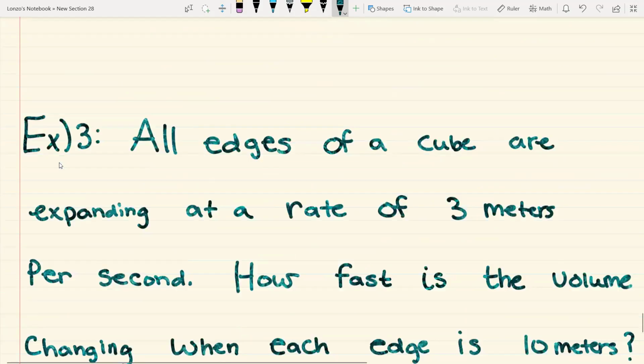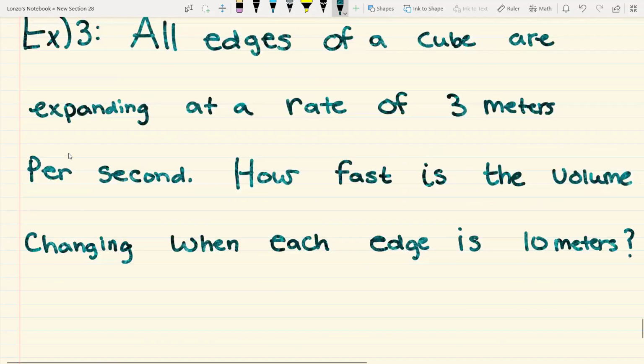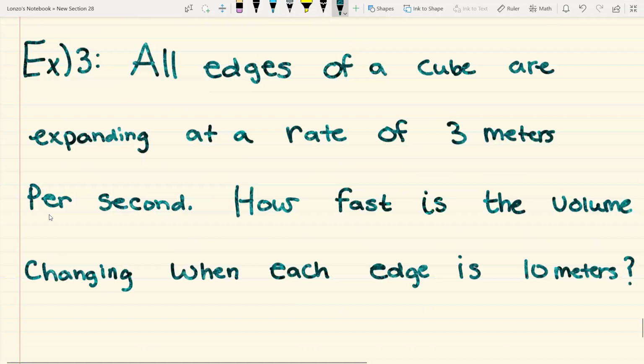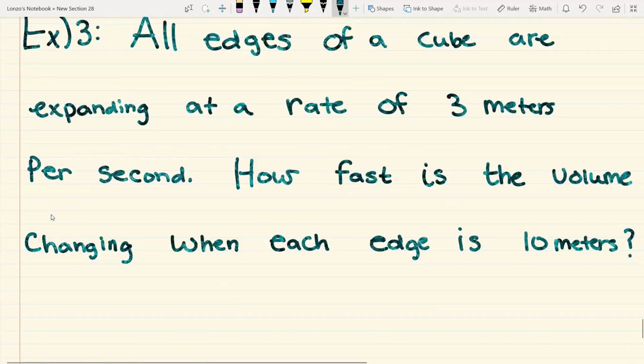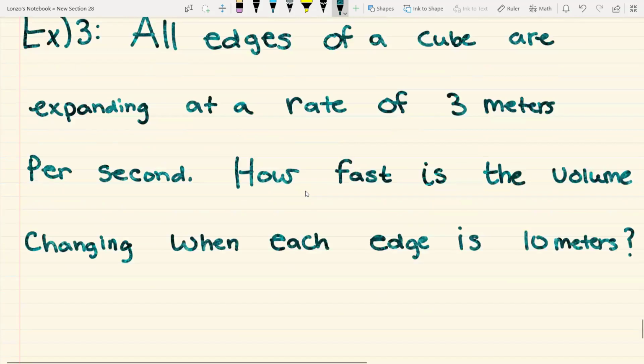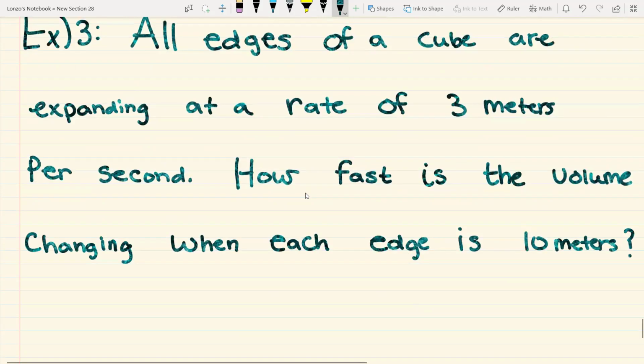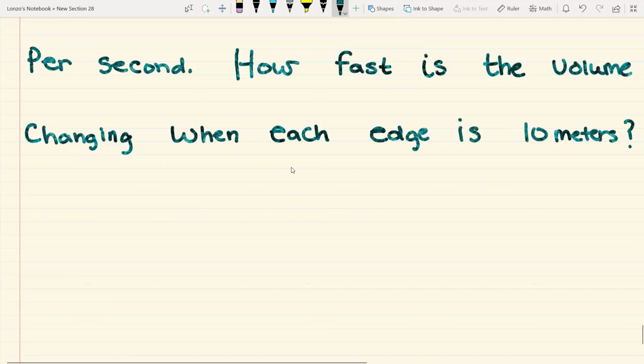Let's move on to example 3. Example 3 says all edges of the cube are expanding at a rate of 3 meters per second. So that's definitely a first derivative or speed. How fast is the volume changing when each edge is 10 meters? We're dealing with the cube, so volume of the cube is length times width times height. So let's first start with an image.